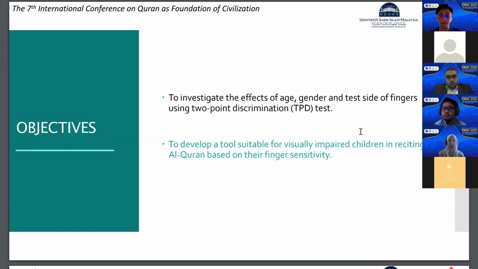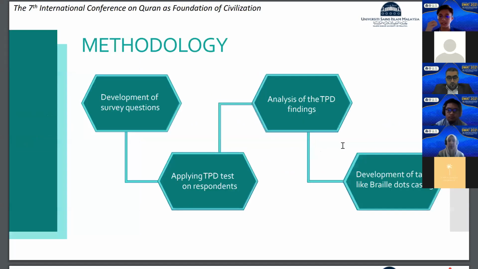Next, our objective is to investigate the effects of each gender and test set of fingers using two-point discrimination tests. As we get the results, we want to develop a tool suitable for visually impaired children in reciting Al-Quran based on their finger sensitivity. So this is our methodology.